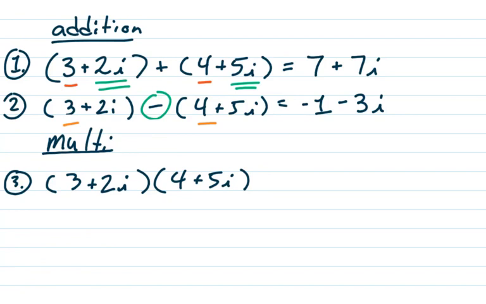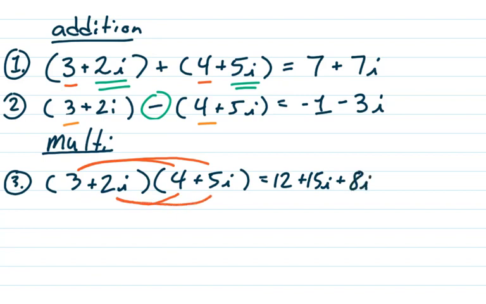Okay. So we have first, 3 times 4 is 12. Outside is going to be 15i. Inside is going to be 8i. And last is going to be, okay, so this is where it gets interesting. 5 times 2 is 10, and we have i times i, which is i squared.